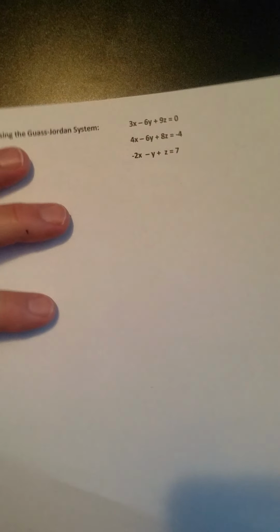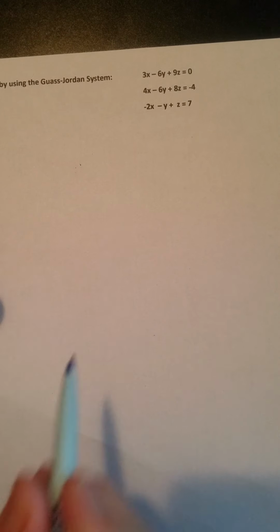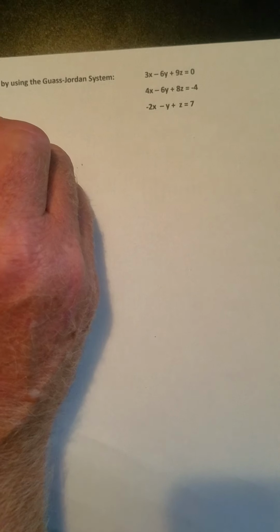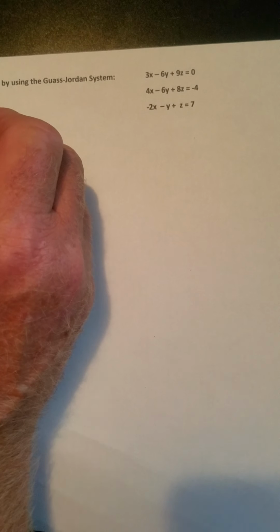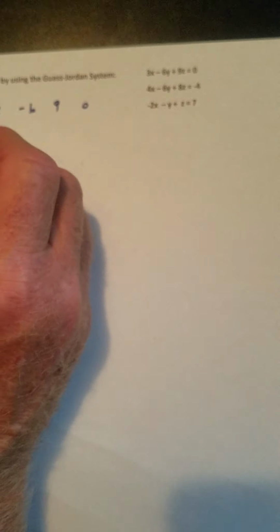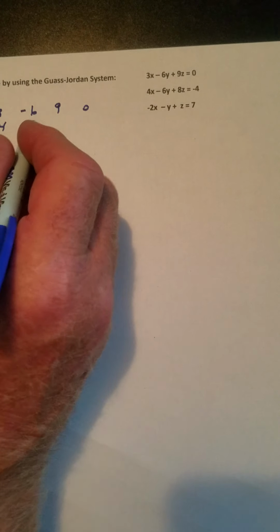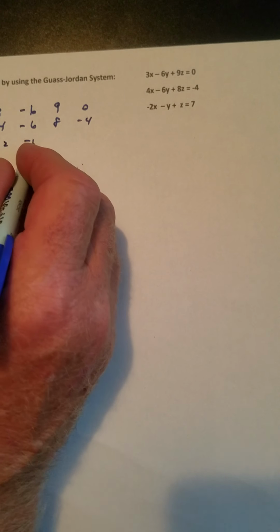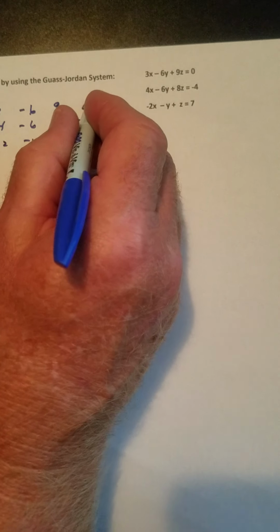This will be a 3x3, and you're going to have trouble following all of this, but we'll just do the best we can. Okay, so you can see my equations there. So first thing I'm going to do, I'm going to write it in matrix form. So I'm going to have 3, negative 6, 9, 0, 4, negative 6, 8, negative 4, negative 2, negative 1, 1, and 7.